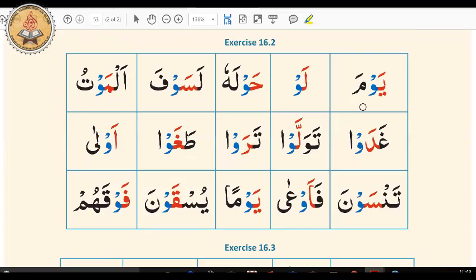Yauma. Very good, mashallah, well done. This one? Lau. Very good. And this one? Lahu. Very good. Say that once more for me. Lahu. Well done. And this one? La saufa. Very good. And this one? Al mautu. Very good, mashallah, well done.